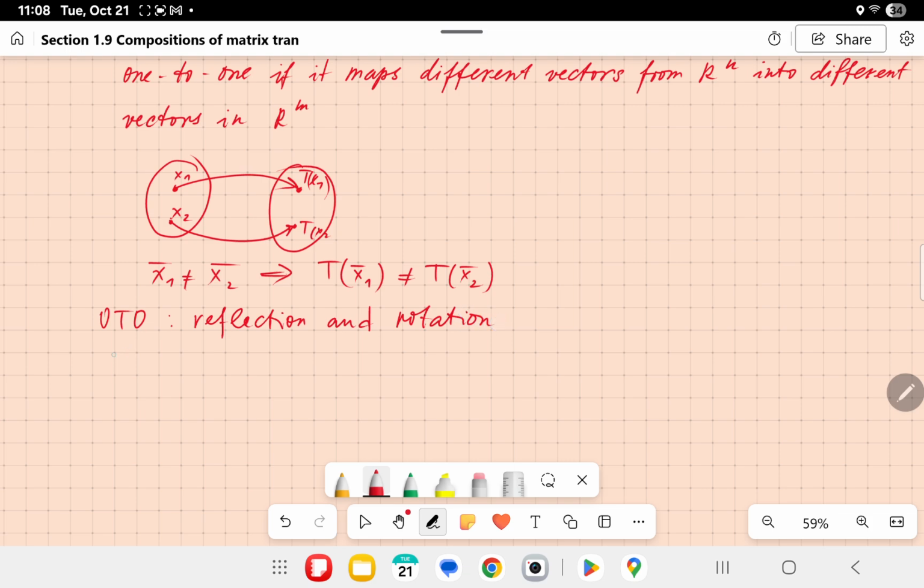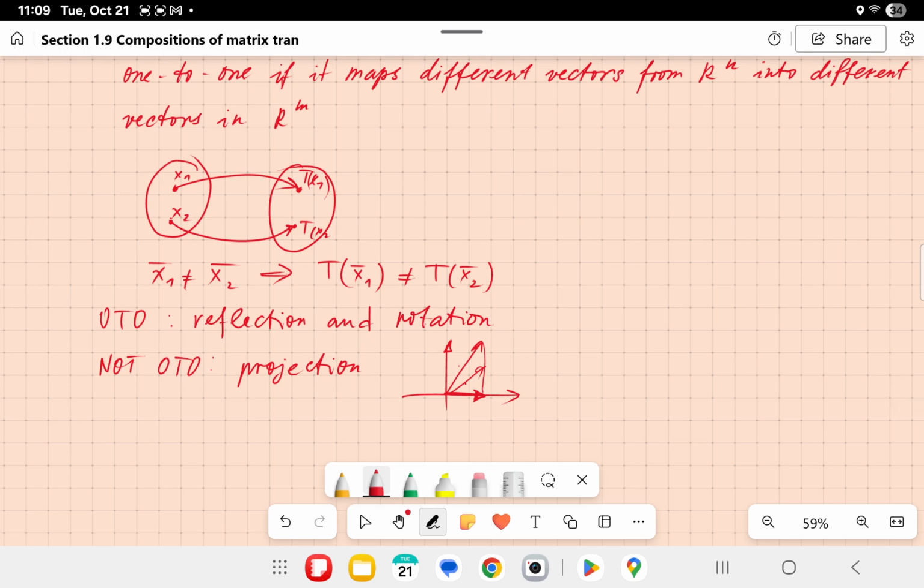On the other hand, not one-to-one: projection. For projection, maybe I'm going to show you, when you do projection, you can take this vector or you can take this vector and they are going to be projected into the same vector. So two different vectors project into this one, which is a violation of the one-to-one statement. Okay?